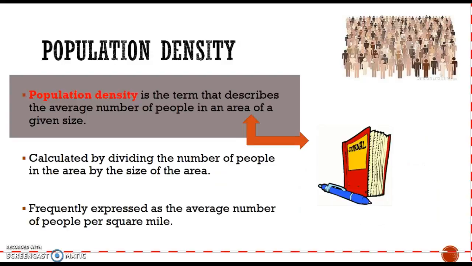So when we talk about a number of people that live in a certain area, we're talking about population density. So I do want you to pause this video, grab your history journal, and write this down. Population density is the term that describes the average number of people in an area of a given size. It is calculated by dividing the number of people in the area by the size of the area, frequently expressed as the average number of people per square mile. So go ahead and pause and write down this definition and then come on back.